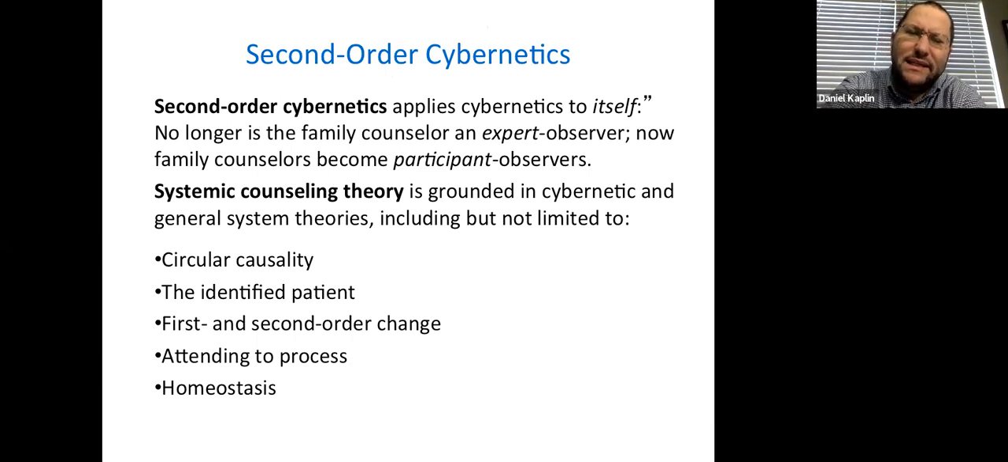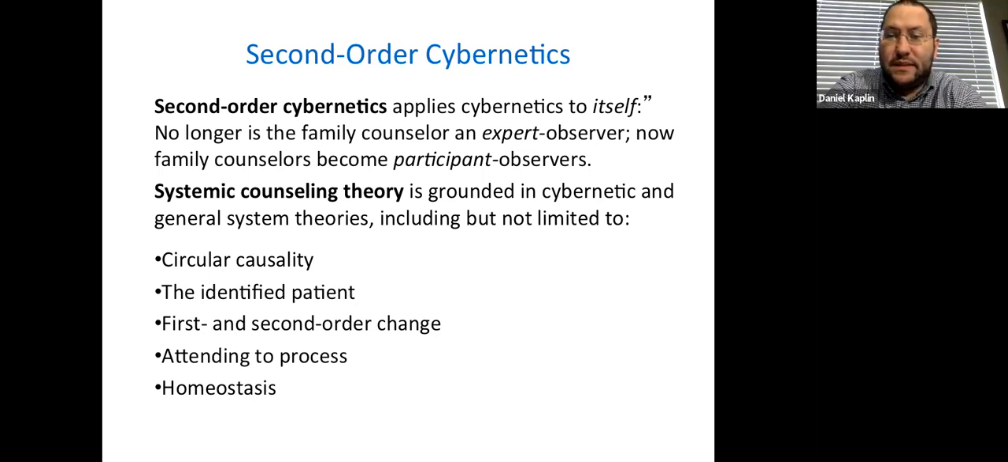So then we have this idea of second order cybernetics, which is just applying cybernetics to itself. So no longer do we view the counselor as an expert observer, right? In the original model or traditional cybernetics, the therapist is looking inward and offering suggestions. But in second order cybernetics, the family counselor becomes a participant observer. So they're involved in the process. They're not passive. All right.